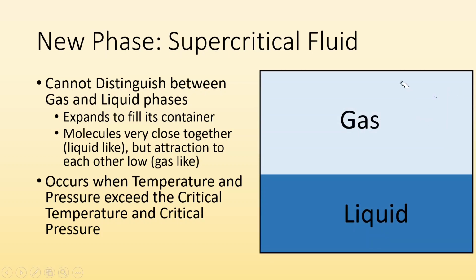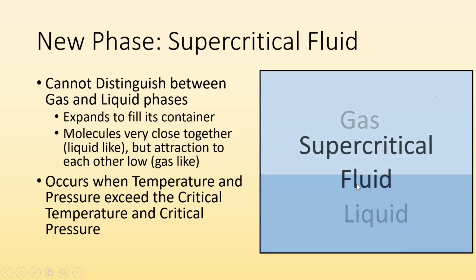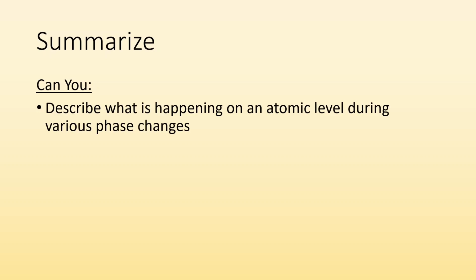So basically what happens is, let's say we got this liquid and we got the gas above it. Pressure keeps increasing, keeps increasing. We end up with this state of matter that is kind of liquid and kind of gas. So to summarize, can you describe what is happening on an atomic level during various phase changes?